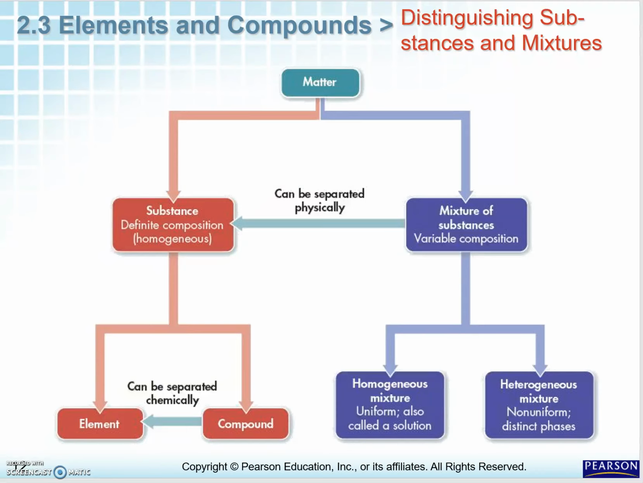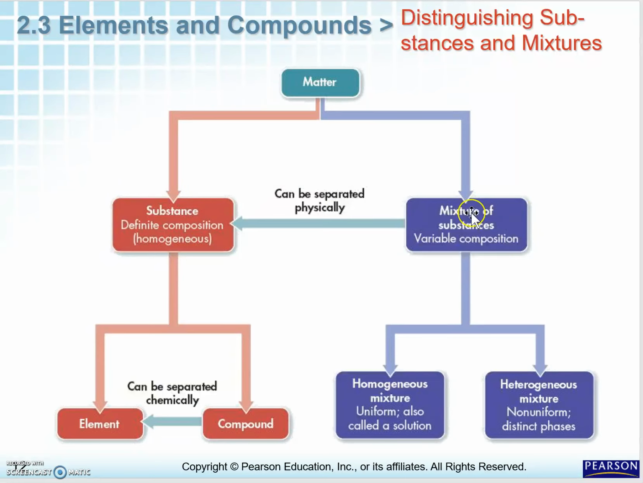Whenever you're trying to distinguish a substance from a mixture, I like to use this little chart here. You start at the top, which is matter, meaning whatever you're looking at, and you're looking to see if it is a mixture of substances or if it has some other definite composition. So if you can separate it physically, you can look at the pure substance. It would be made up of the same thing.